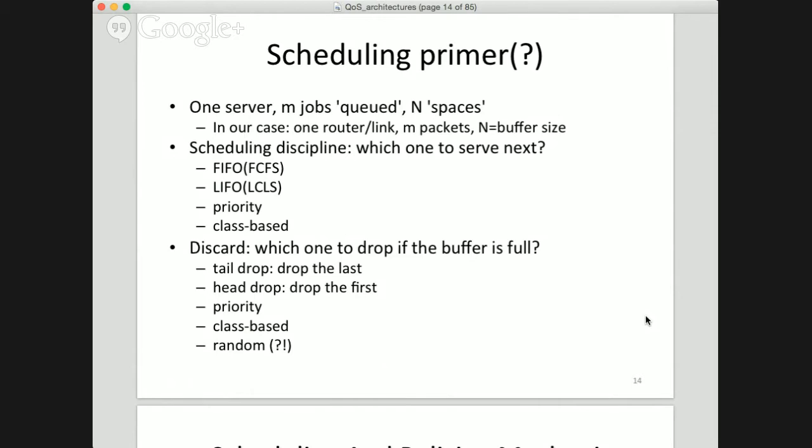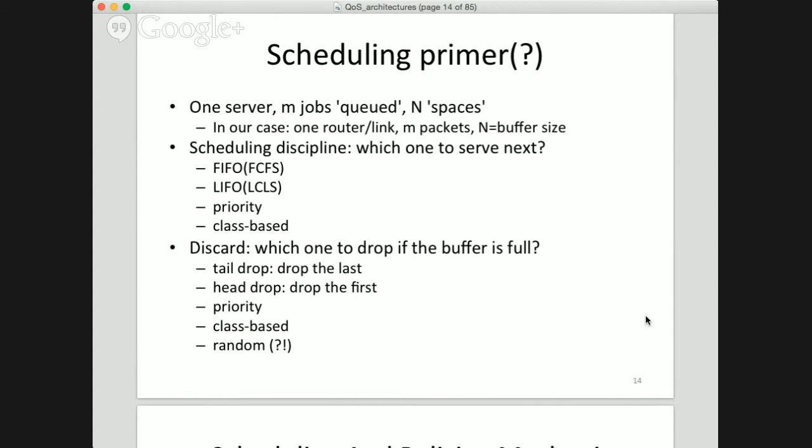We can have priority. So, for example, I have packets with different priority, and I serve the one with the highest priority. I don't care when it arrived, I just serve it first. Or I can have packets belonging to different classes. I can associate classes with different levels of priorities, or I can do other things.